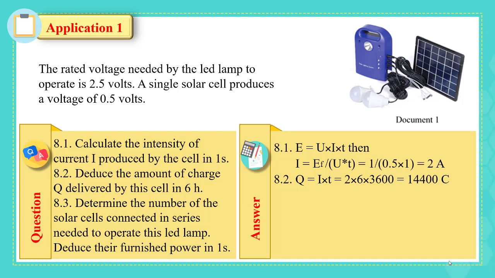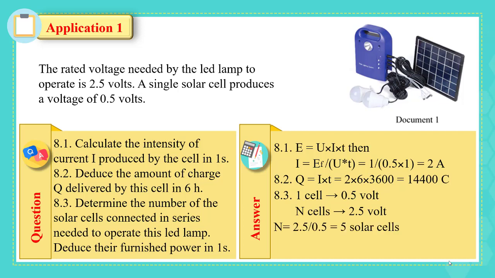In part 8.3, we have to calculate the number of cells needed to operate the LED lamp. Then we have to deduce the furnished power in 1 second. The voltage delivered by one cell is 0.5 volts, so we need N cells to deliver 2.5 volts. This N is equal to 2.5 divided by 0.5, so it is equal to 5 cells. The total power furnished is N times the power of a single cell. But the power of a single cell is defined as energy divided by T. So the total power is equal to 5 times energy furnished over time. I substitute the values and I get 5 watt.